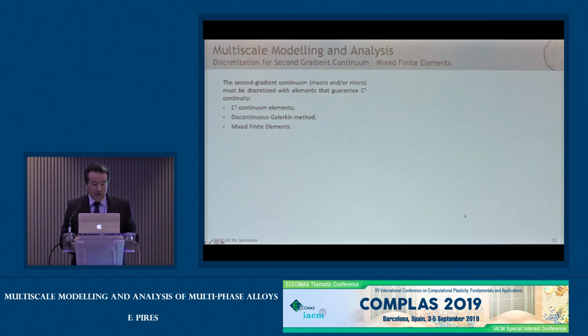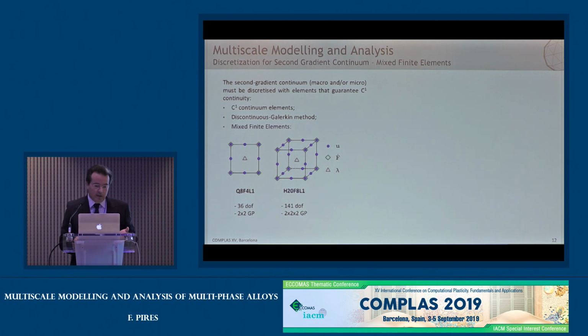So since we are using a second order continuum at two scales, then we will need to discretize the problem with C1 continuum elements. There are different approaches in the literature to do this. Besides C1 elements, we have the discontinuous Galerkin method, and we also have the mixed finite element method. The first two actually require the use of a large number of integration points, and since we are interested in solving a coupled problem, if we want to have an efficient computational framework, we should minimize the number of Gauss points, and that is the reason why we've selected mixed elements, both in 2D and 3D.